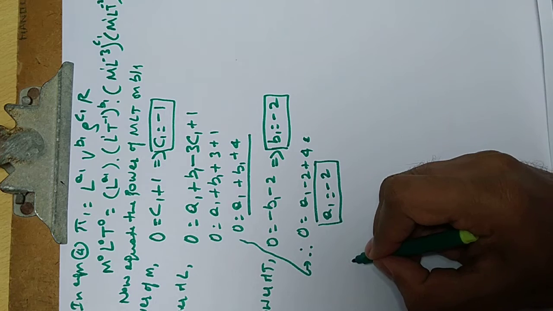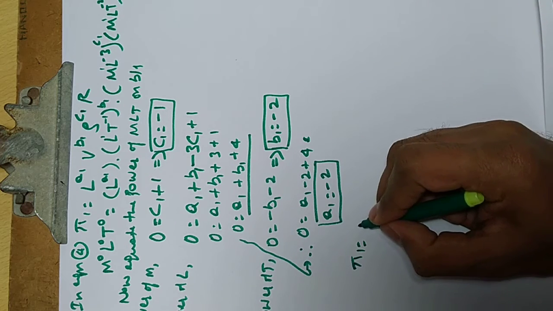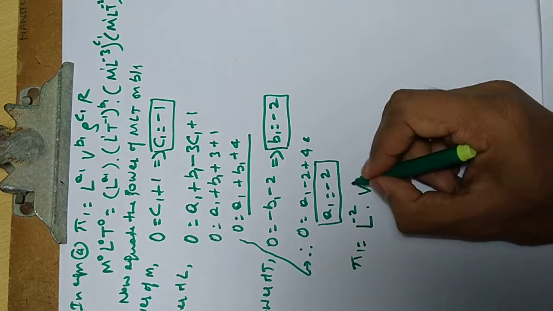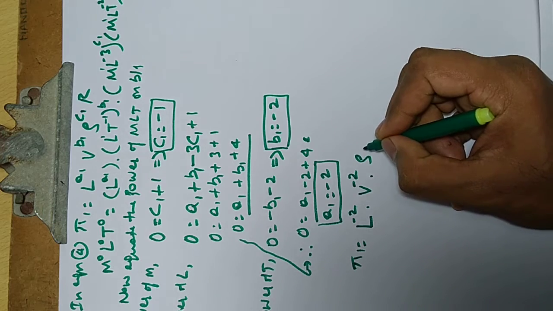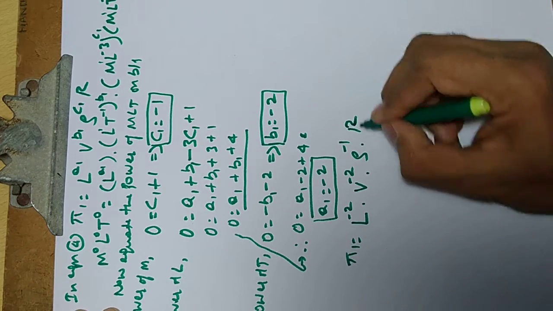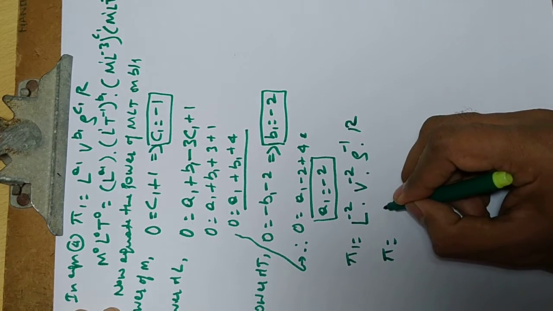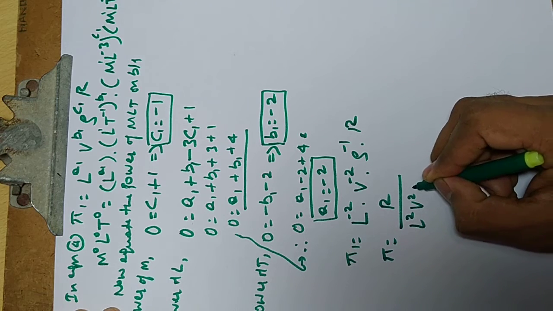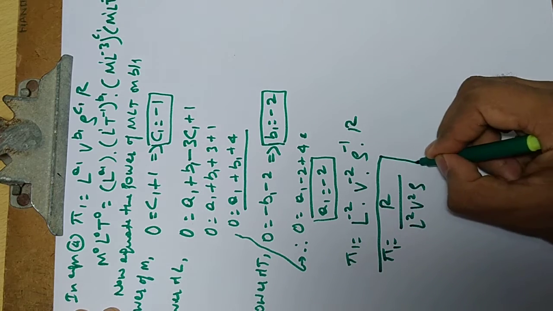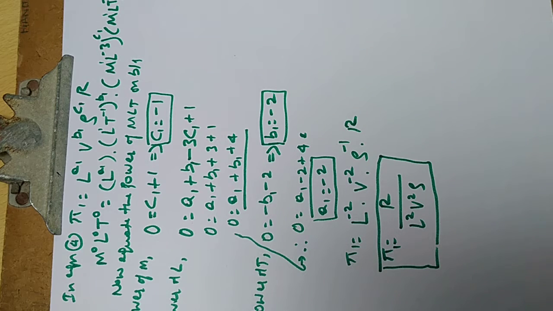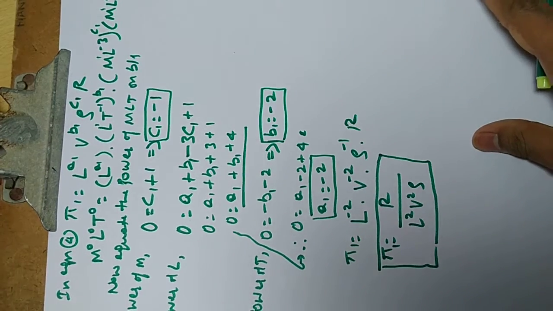Next you write the pi 1. Pi 1 is equal to L to the power of a1, which is minus 2, V to the power of b1, which is minus 2, rho to the power of c1, c1 means minus 1, into R. So I can write this equation as pi 1 is equal to R divided by L square V square rho. Okay, this is the one pi term we obtained. In the same way we have to do for the remaining two, that is pi 2 as well as pi 3.